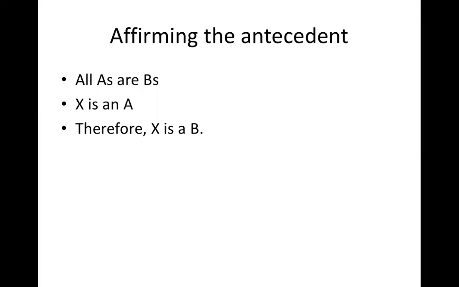Now, when we get an argument in which the antecedent has been affirmed, we say that the whole argument affirms the antecedent, not just the sentence that affirmed it. So it's not just the second premise that is affirming the antecedent. The argument is an argument that affirms the antecedent. It affirms the antecedent in order to say something about the conclusion. In this case, it affirms the antecedent in order to affirm the consequent.